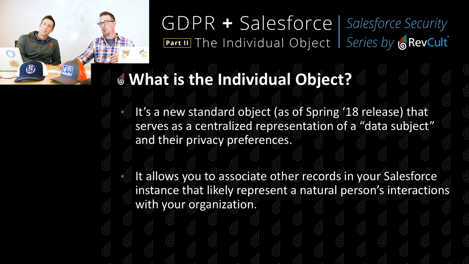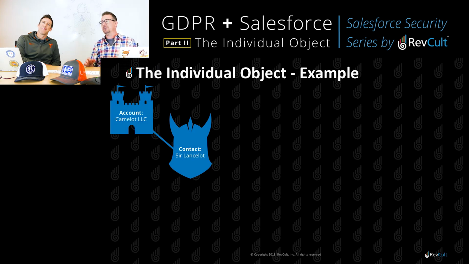We put together a quick little picture to kind of talk about the hub that I was just talking about, right? So let's imagine a case where you've got Sir Lancelot, right? He's a contact, and he works at Camelot LLC. That's a limited liability castle, I think is what they call it.